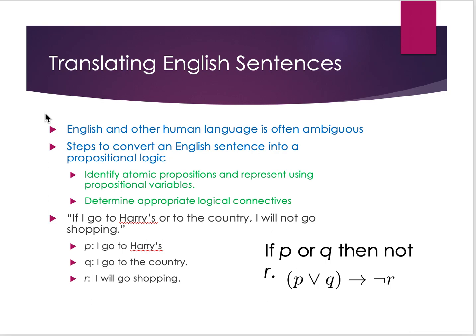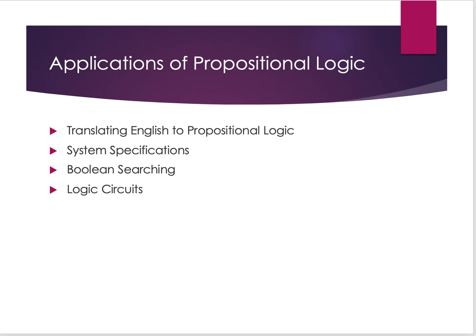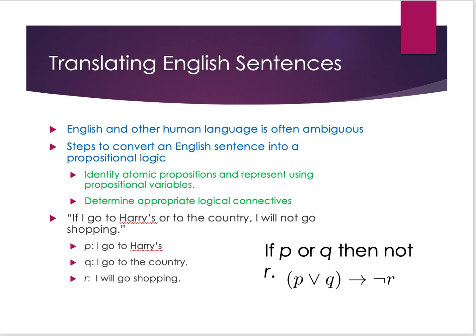And then the second part is you have to determine the appropriate logical connective. It's either conjunction, disjunction, or conditional. Alright, so those are the two steps to convert an English sentence into propositional logic.